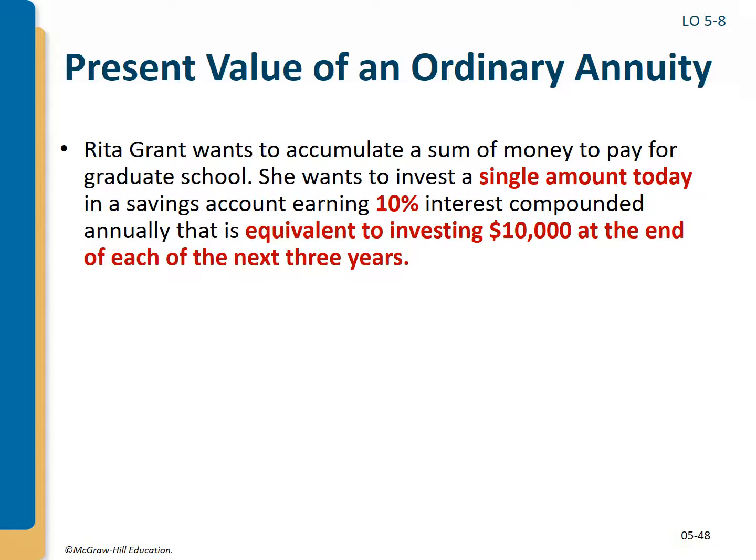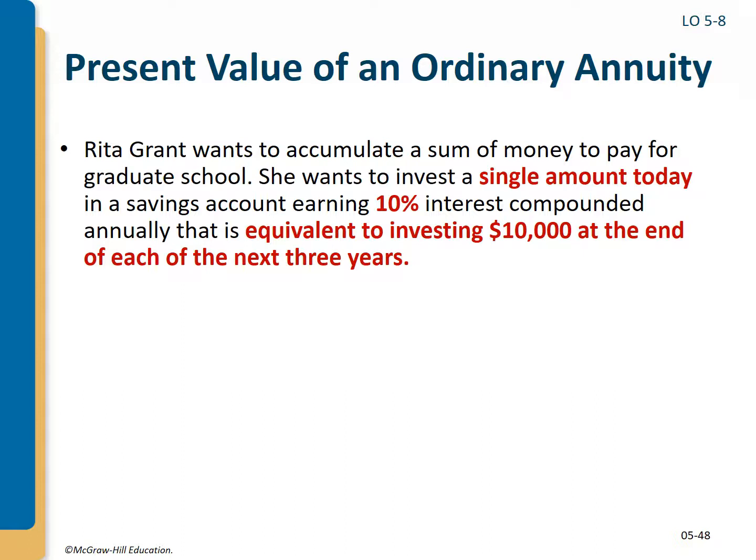All right, so we did a lot with future value. Let's take a look now at present value. Rita Grant wants to accumulate a sum of money to pay for graduate school. She wants to invest a single amount today in a savings account earning 10% interest, compounded annually. That is equivalent to investing $10,000 at the end of each of the next 3 years.